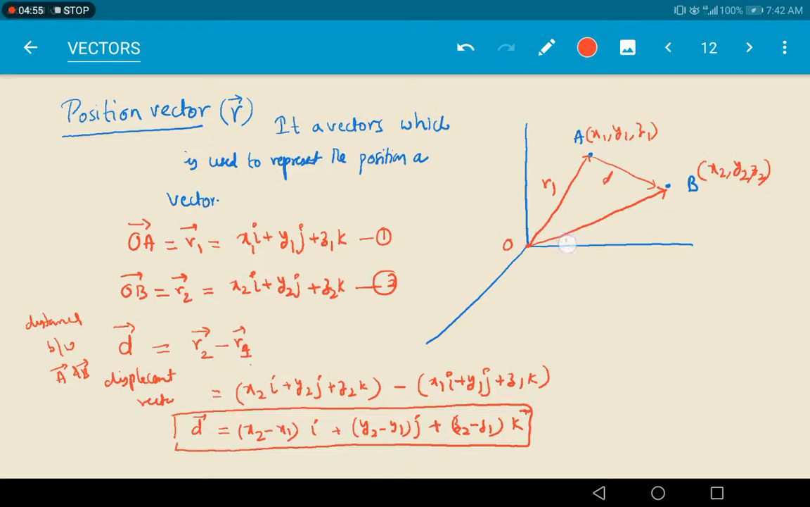This position vector is sometimes also known as the radius vector. Okay, this is about the position vector. What is the importance of the position vector? The position vector is used to represent the position of a vector in space or in a plane.